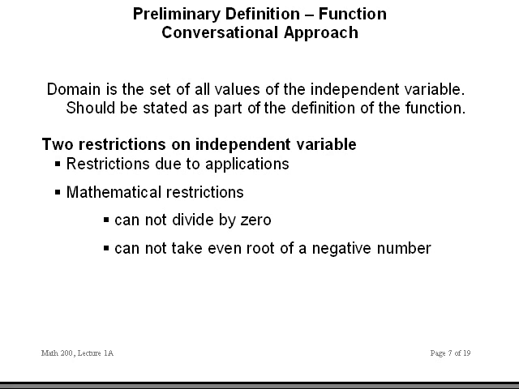On the other hand, if you're selling real estate, you could sell any amount of acreage, so in that case, x might be all non-negative real numbers. So those would be restrictions due to your application. Then there are mathematical restrictions, and they fall into two main categories. One is you cannot divide by 0, and the second is you cannot take an even root of a negative number. That means the square root, the fourth root, the sixth root. If you do, you will end up with an imaginary number, and because these are real valued functions, that is not allowed.